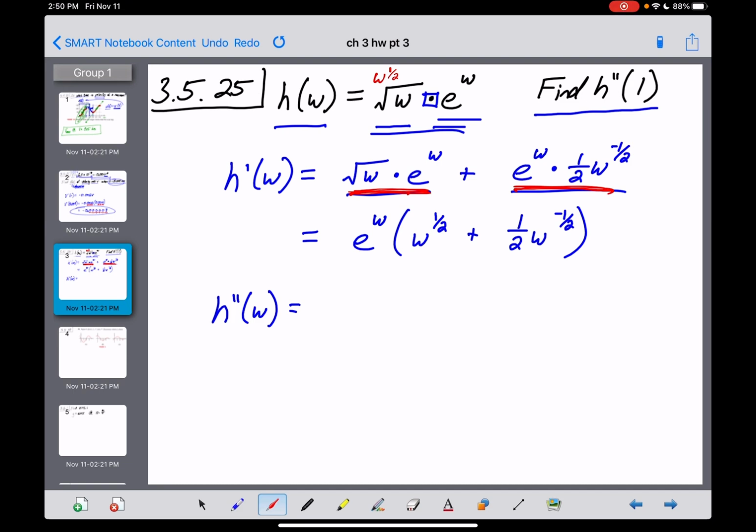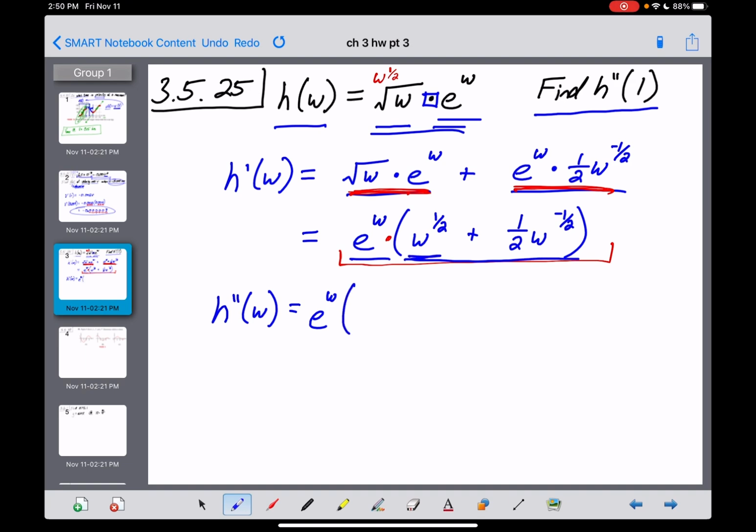So using the product rule twice, doable, but not a whole lot of fun. But the way I've rewritten it right here, now I only have to use the product rule once, and I think this is going to be a little bit easier. So here we go, h double prime of w. The first factor is just this e to the w out in front, and then times the derivative of the second. All right, I'm going to throw that in parentheses.